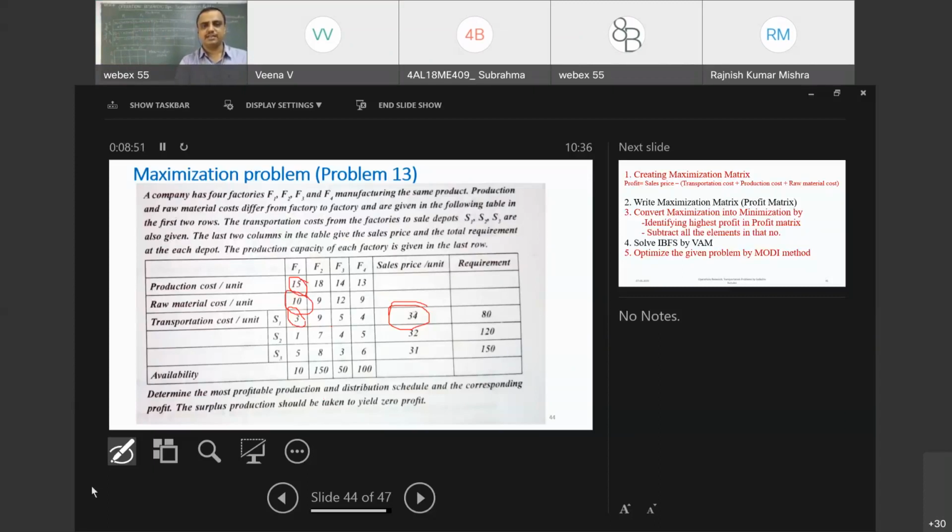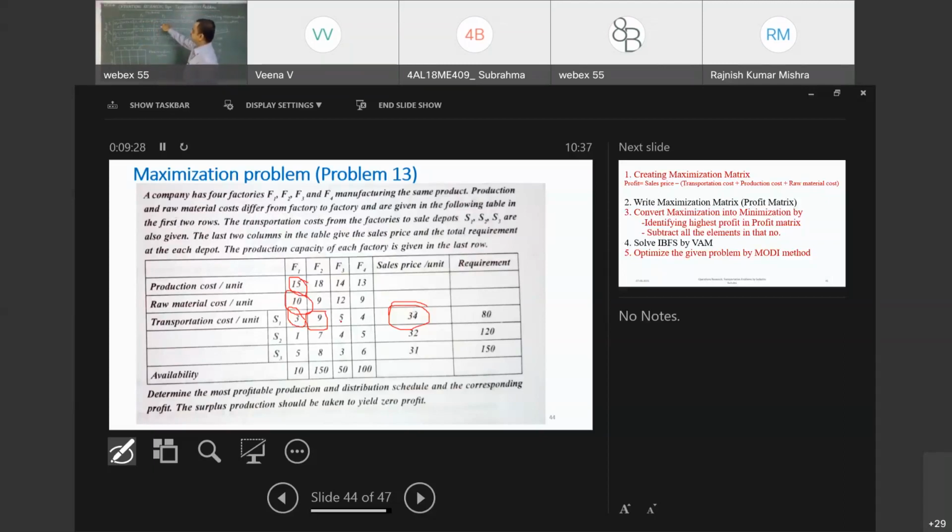For the second cell, S1, F2: 34 minus 18 plus 9 plus 9. So it means 34 minus 36, and the profit is minus 2 here. So if you transport the products selling at S1 from F2, there is actually a loss of minus 2.